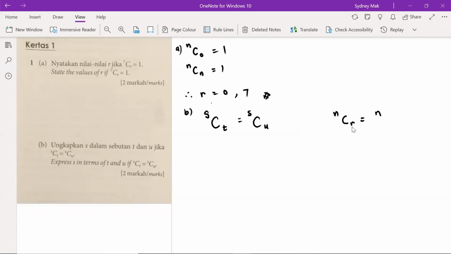We know that nCr equals nC(n minus r). So these two added together must be equal to n. So this is the basic concept of combination. Therefore, t plus u equals s. And since we need to make s the subject, let's write s equals t plus u. That's all.